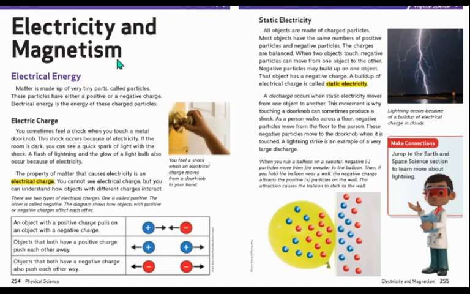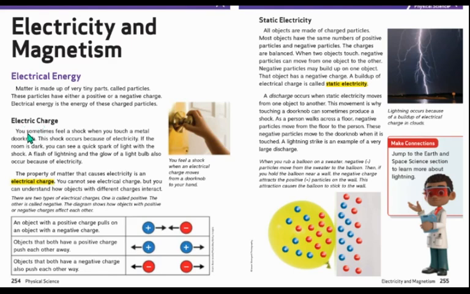Electricity and magnetism. Electrical energy. Matter is made up of very tiny parts called particles. These particles have either a positive or a negative charge. Electrical energy is the energy of these charged particles.